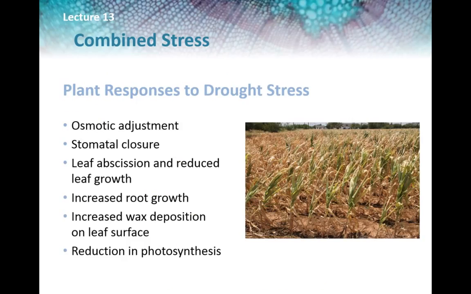When faced with drought stress, plants respond with some physiological responses, which include osmotic adjustment, stomatal closure, leaf abscission and reduced leaf growth. This can help by reducing the surface area for water loss. Also, increased root growth helps with looking for deeper water and other water supplies, increased wax decomposition on the leaf surface reduces cuticular transpiration and increases reflection, and finally there is reduction of photosynthesis. These responses improve the water use efficiency of the plant in the short term.